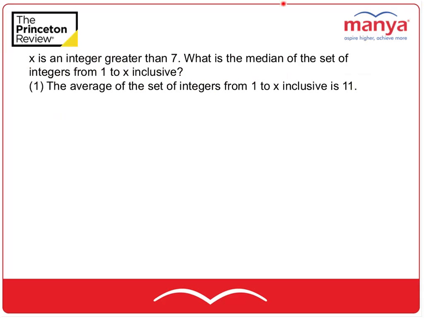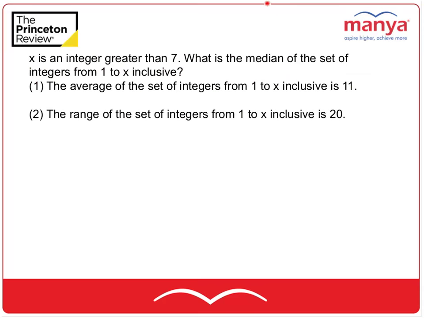And what is the second statement? The range of the set of integers from 1 to x inclusive is 20. So in this data sufficiency question, they have told us x is an integer greater than 7, and the question is what is the median of the set of integers from 1 to x inclusive? The average is 11 and the range is 20. So start with statement 1.